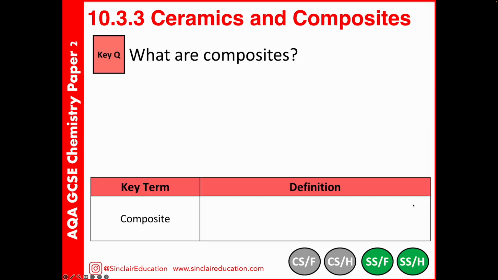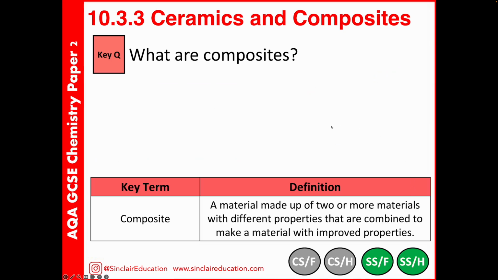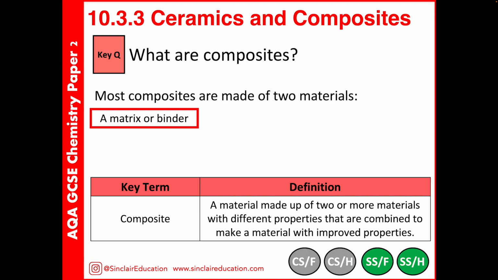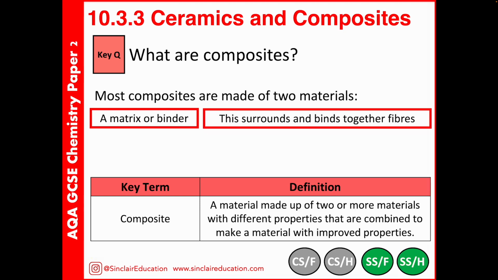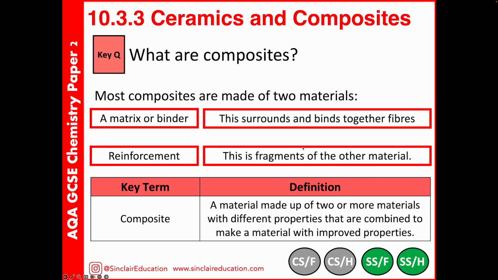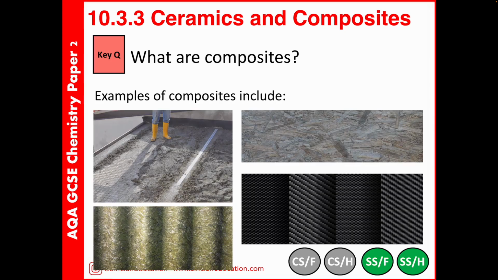When we talk about composites, these are substances made up of two or more materials that have different properties. Overall, they're combined to give a material with better properties. Typically, there are two components to a composite. We've got a matrix, and this surrounds and binds fibres together. And we've got the reinforcement. This is the fragments or the fibres that we'll use.